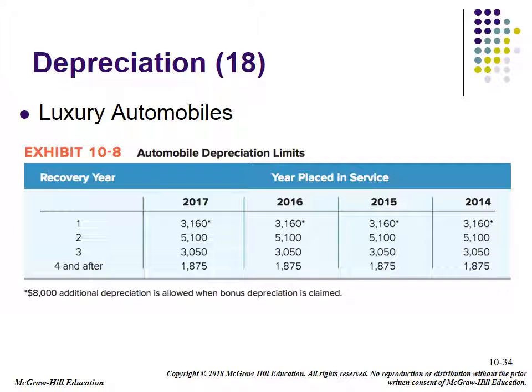Next year, we would take the 5,000 divided by 5, 1,000. And then we would use whatever applicable business percentage, even if it's 100%. So if you begin using it above 50%, and retain using it above 50% for the entire life, you use the half-year convention table. But if personal use is greater than 50% at any point, you go straight line and remain there.